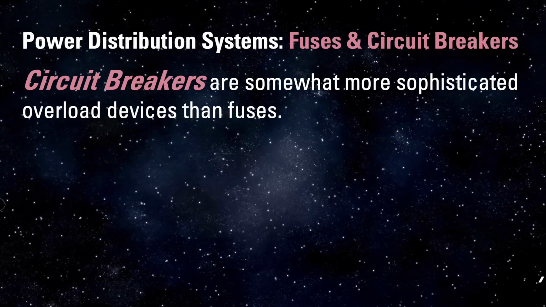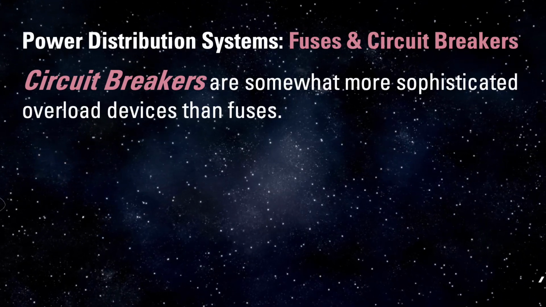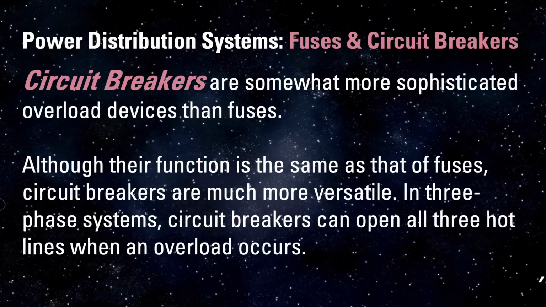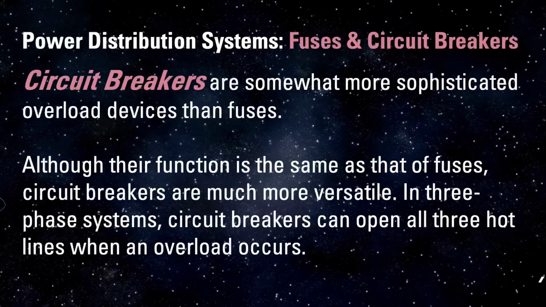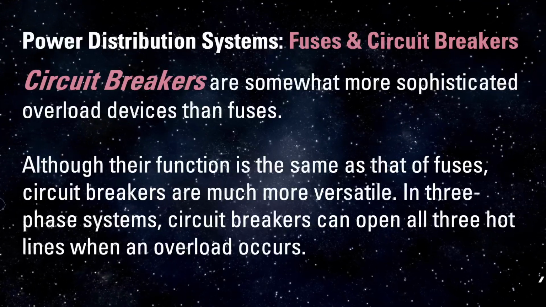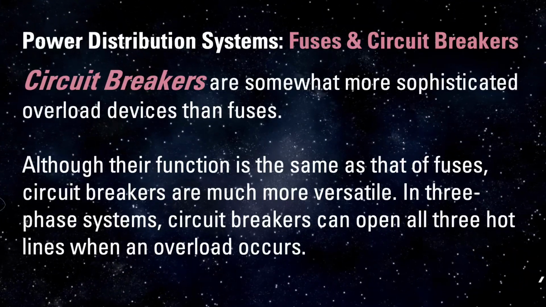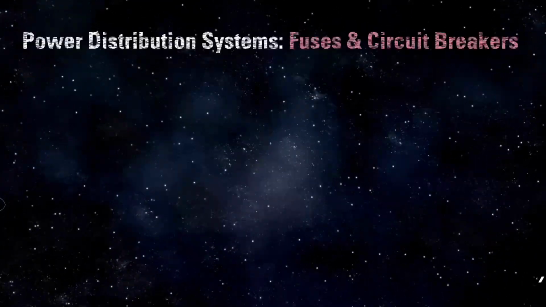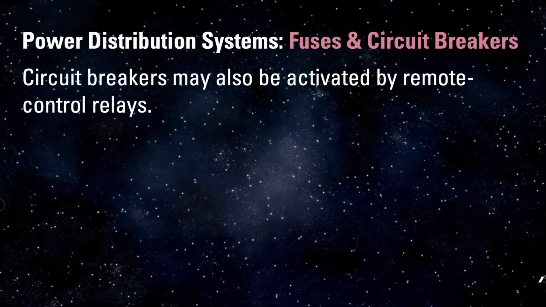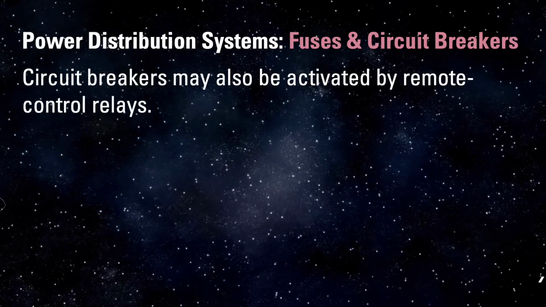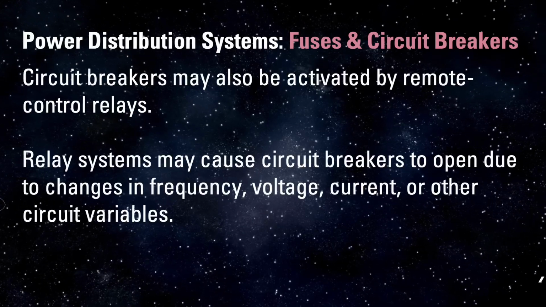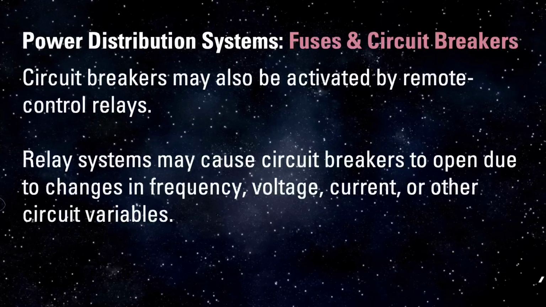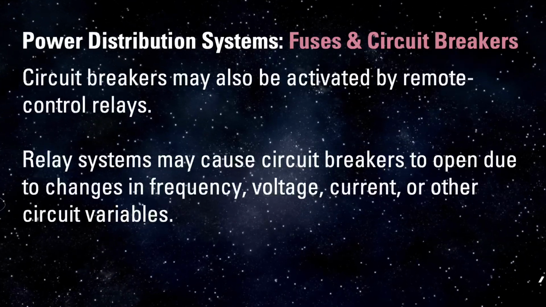Circuit breakers are somewhat more sophisticated overload devices than fuses. Although their function is the same as that of fuses, circuit breakers are much more versatile. In three-phase systems, circuit breakers can open all three hot lines when an overload occurs. Circuit breakers may also be activated by remote control relays. Relay systems may cause circuit breakers to open due to changes in frequency, voltage, current, or other circuit variables.